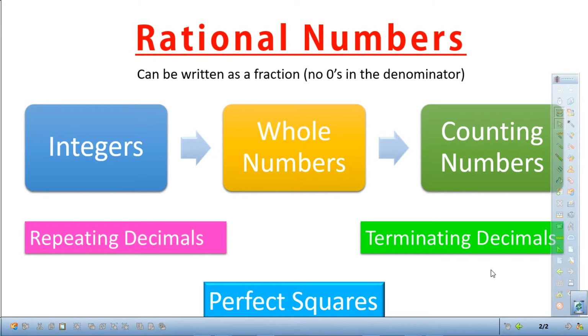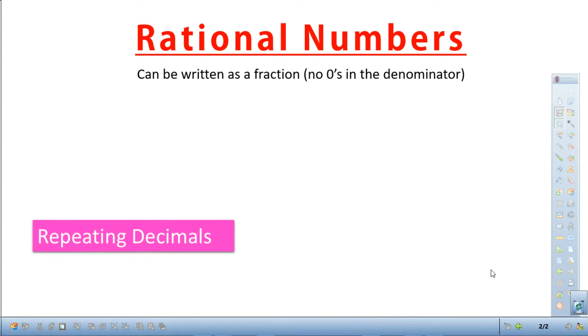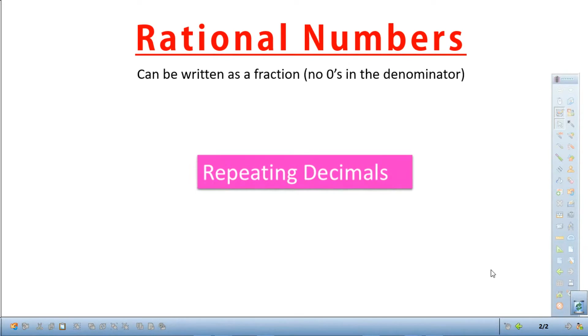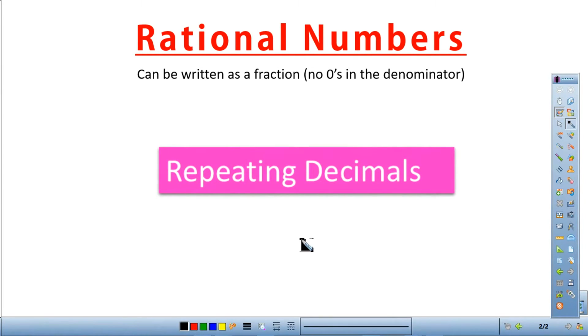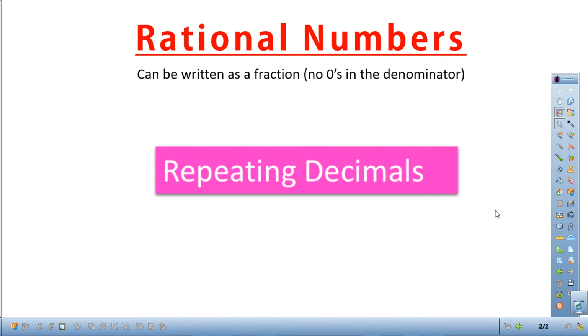Now, not only are those rational numbers, but we're going to also look at something called repeating decimals. And repeating decimals, as I said before, are decimals that repeat after the decimal sign. So I have 4, and after my 4 a decimal, and I have 1, 1, 1, 1, and this goes on forever and ever, that is considered to be a repeating decimal. And repeating decimals can be written as fractions. Therefore, repeating decimals are rational numbers.